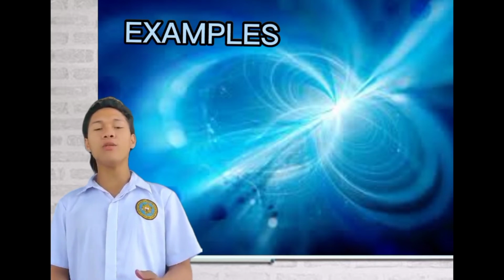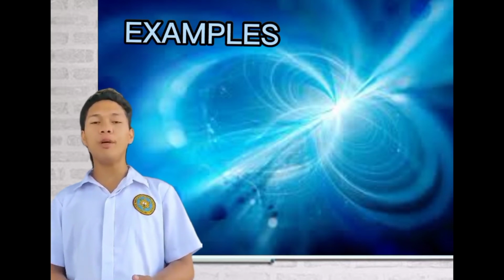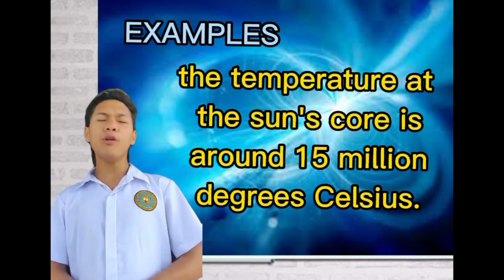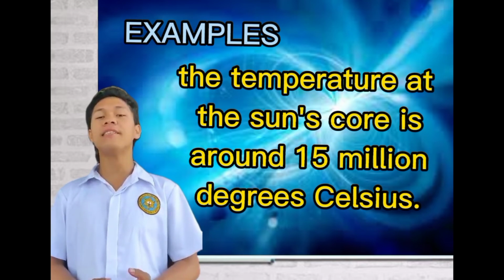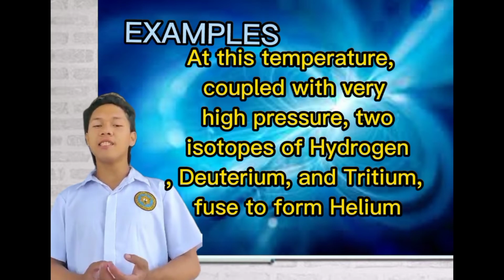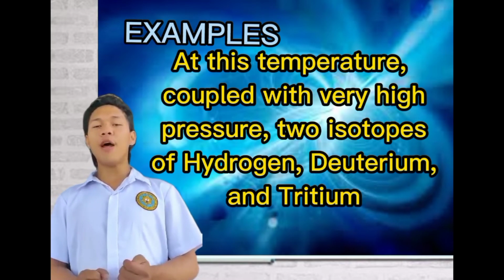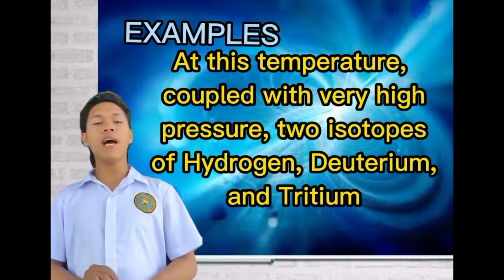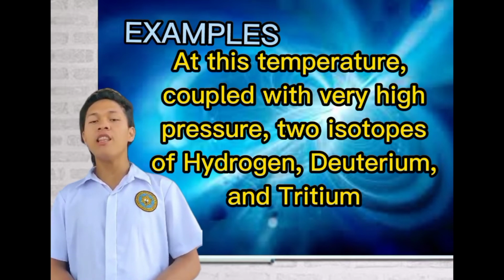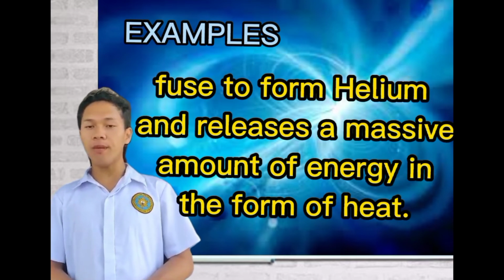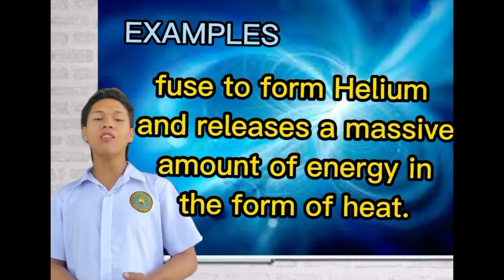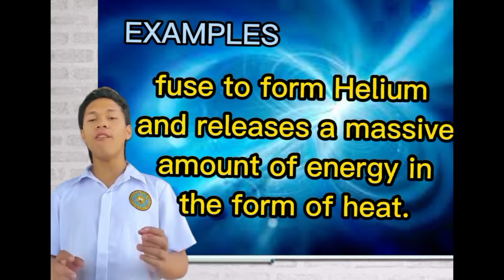So I am going to give you an example of nuclear fusion. The temperature at the sun's core is around 15 million degrees Celsius. At this temperature, coupled with very high pressure, two isotopes of hydrogen, deuterium and tritium, fuse to form helium and release a massive amount of energy in the form of heat.